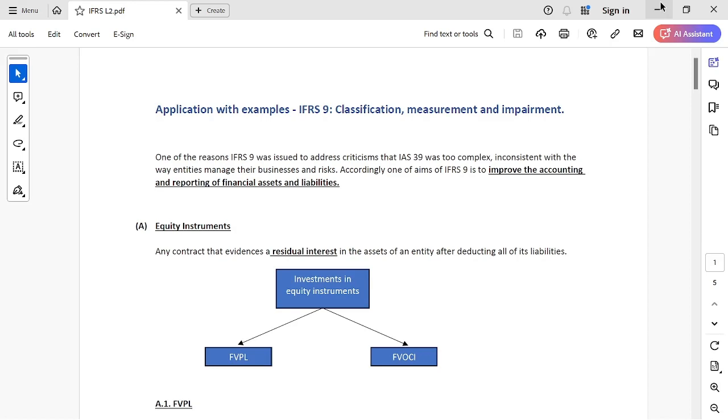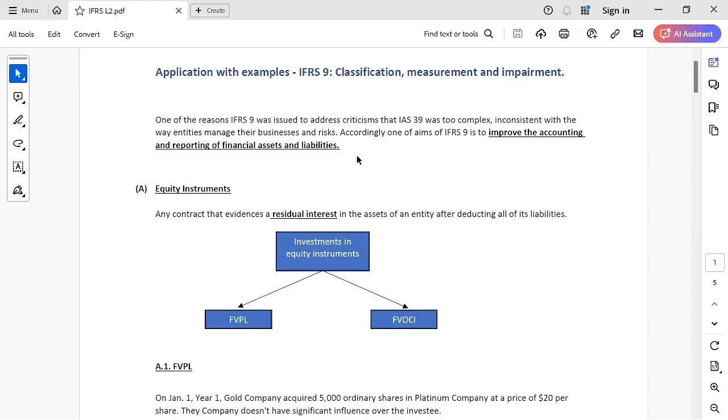So let's go. One of the reasons IFRS 9 was issued was to address the criticisms of IAS 39 at the time, saying that it was too complex and inconsistent with how entities manage their businesses and risk. So the aim of IFRS 9 was to improve the accounting and reporting of financial assets and liabilities.